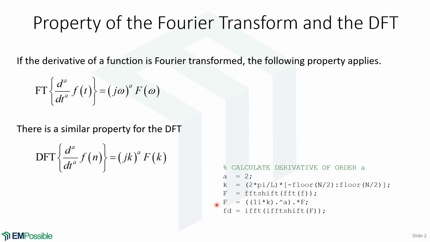So we now have a modified DFT array of data, so that's no longer the pure DFT. And so we will inverse FFT and inverse FFT shift that, and that calculates our derivative that we can plot. We can then compare our derivative to the original function and learn a lot.